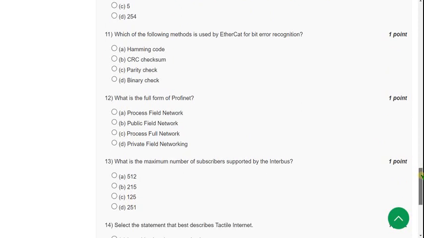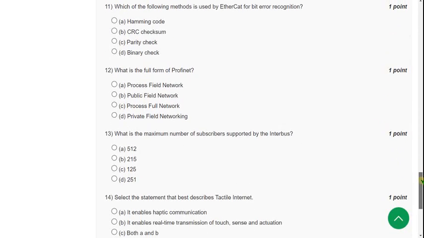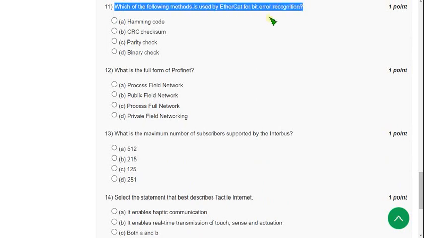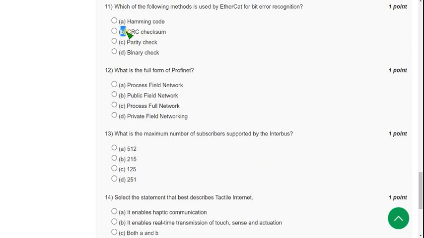11th question, which of the following methods is used by EtherCAT for bit error recognition? For the 11th question, the correct answer is option B, CRC checksum. So mark option B.